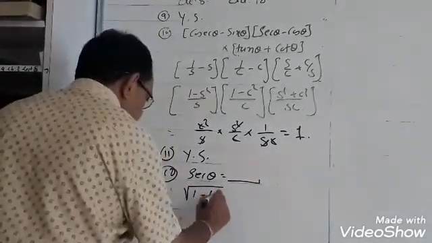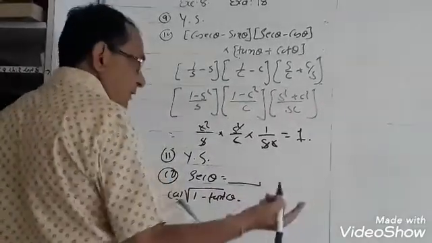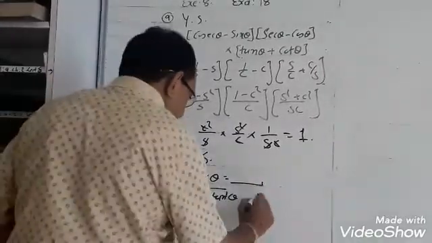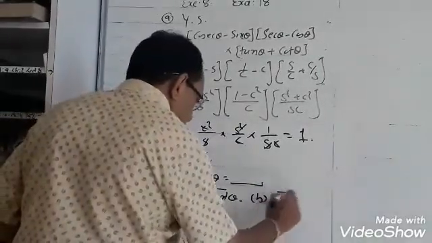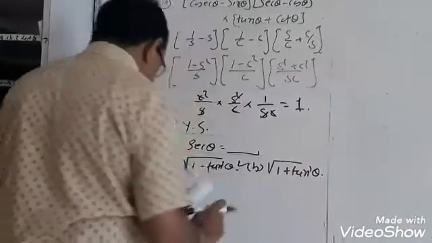1 minus tan square theta, that is your right option. Sec square theta minus tan square theta is equal to 1. Therefore the second option, B, is right: 1 plus tan square theta, that is your correct answer.